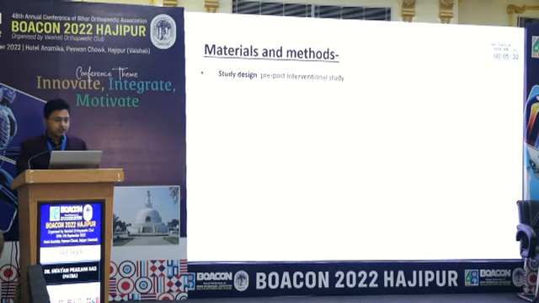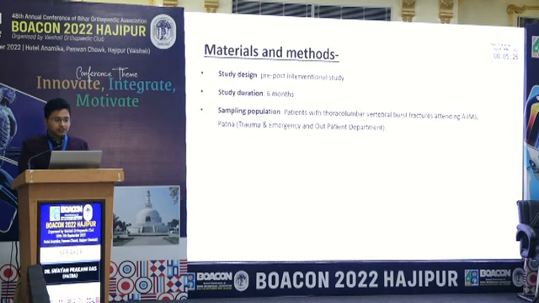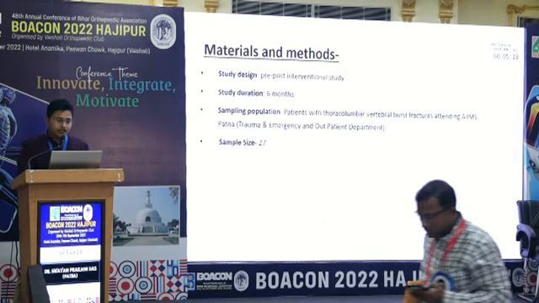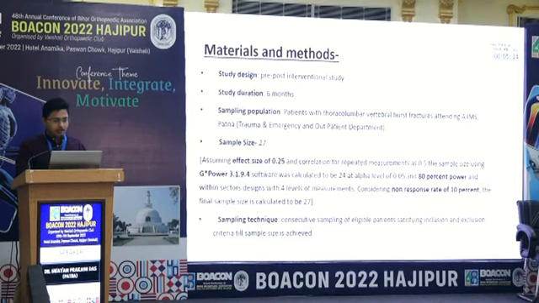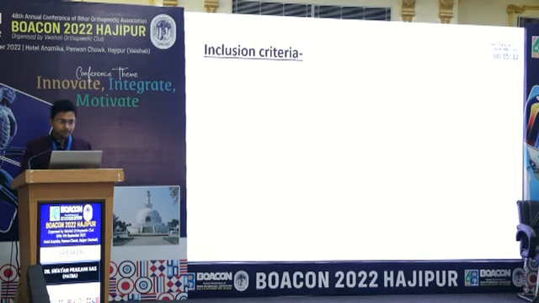The materials and methods: it was a pre-post interventional study, and the study duration was 6 months. For the sampling population we used all the patients with thoracolumbar burst fractures who attended our OPD or trauma and emergency. Total sample size was calculated to be 27, and the sampling technique was consecutive sampling.